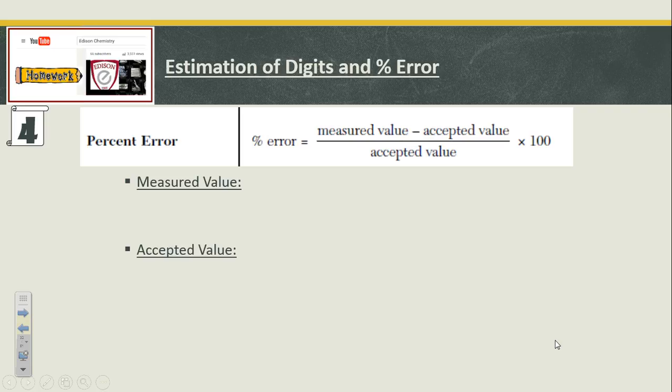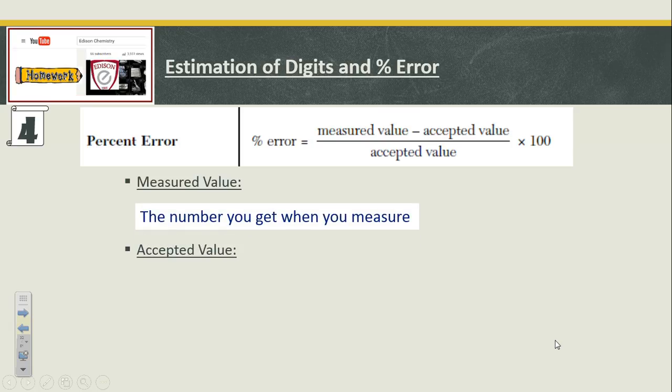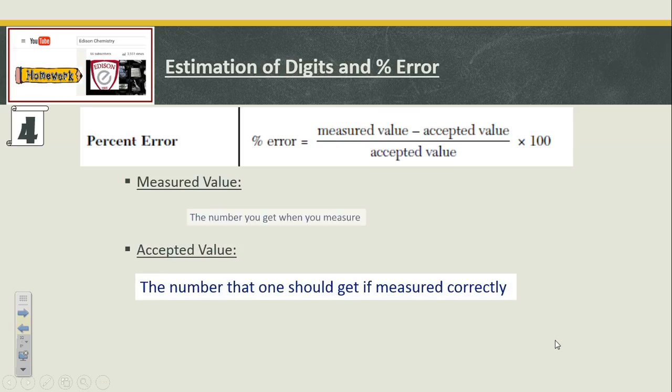A percent error is a calculation. So we're going to take our measured value, what we read to be the length of the block, the volume of the marble, the mass of the powder, whatever it might be. We're going to take away from it what we should have gotten and divide it by what we should have gotten and multiply by 100 to turn it into a percent. So the measured value is what you got when you measured. The accepted value is what you should get if you measured it correctly.